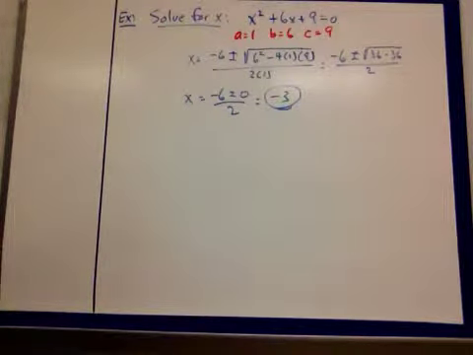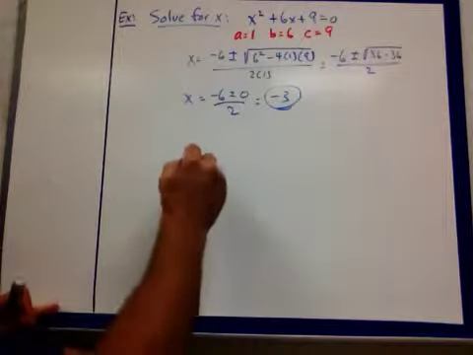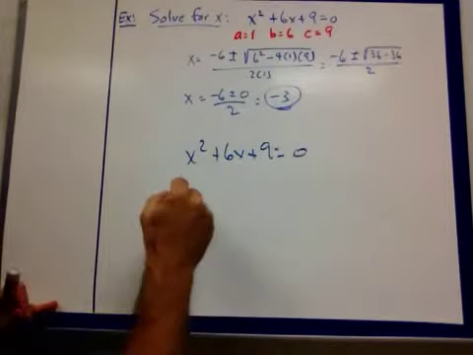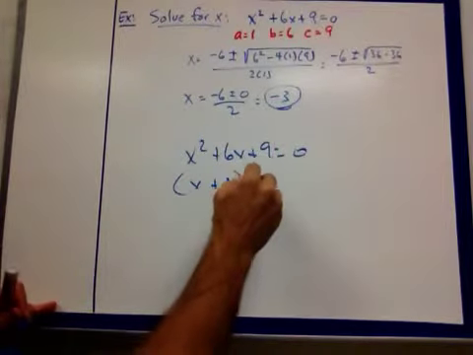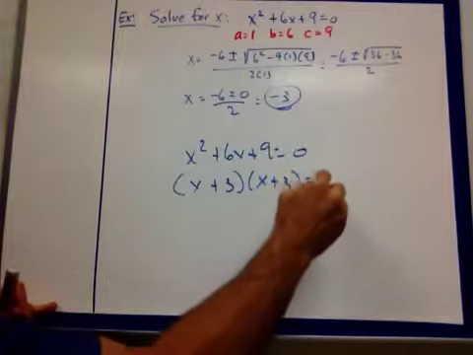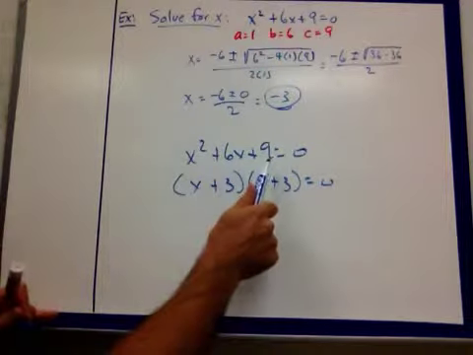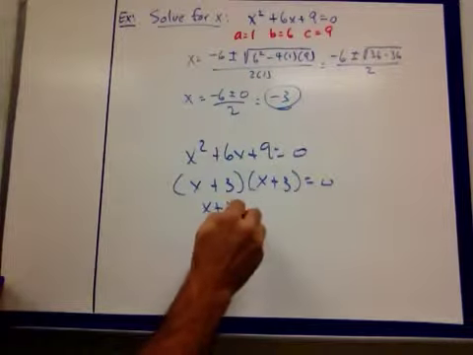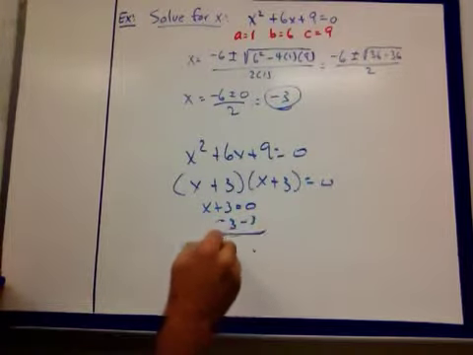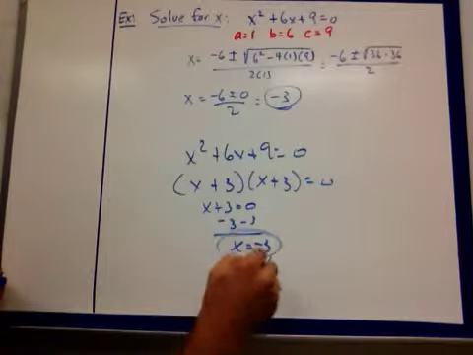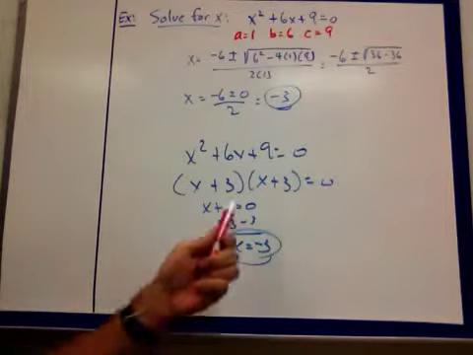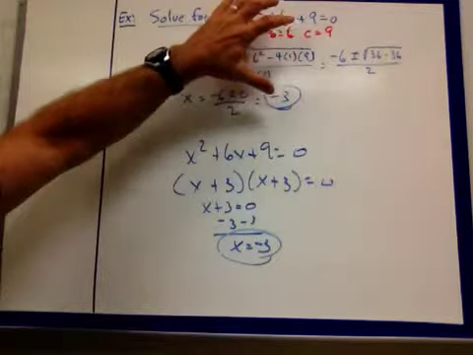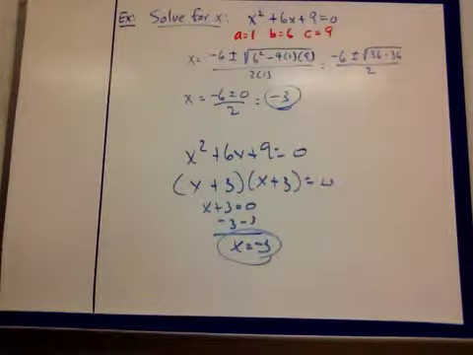A shortcut to this one was that right there can be factored. X plus 3, x plus 3. Because there's factors of 9 that add up to 6, 3 and 3. And then when you take, and I'll just do one of these because they're both the same. This sometimes is a lot easier to do than having to do all that. Okay? This works every time. Can't always factor everything. Okay?